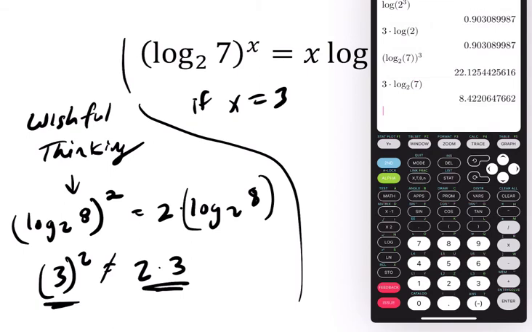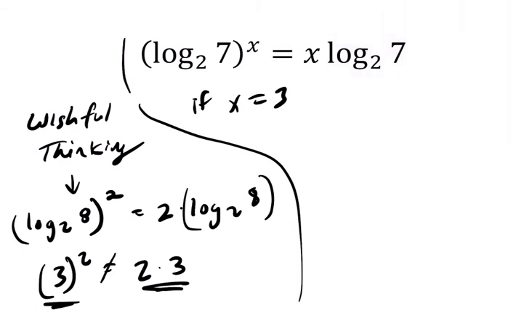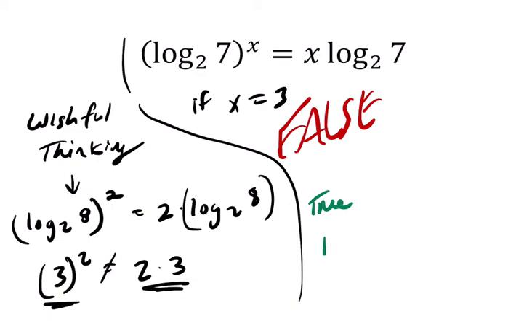No, it's not, right? So this is a false statement, and we'll look at what this is close to. This is false. What is the true statement? The true statement would be something like this, the log base 2 of 7 to the x, and that would equal x times the log base 2 of 7. And the difference is that here the x only applies to the 7.